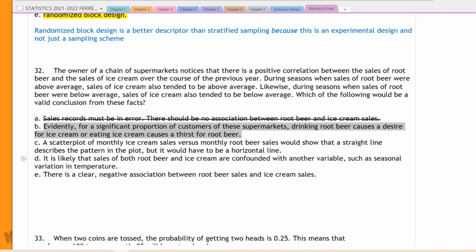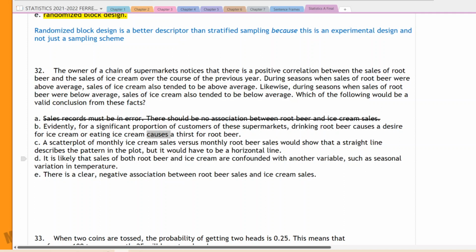No, that's not actually true. This is the word "cause" here, and that is the problem. Nothing is causing anything: ice cream is not causing root beer, and root beer is not causing higher consumption. And I think earlier I kind of misspoke.